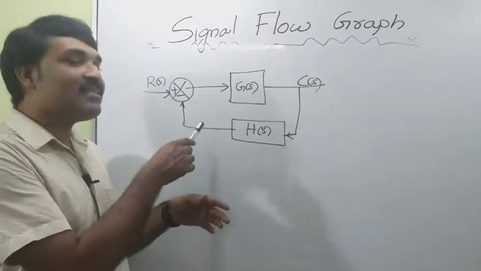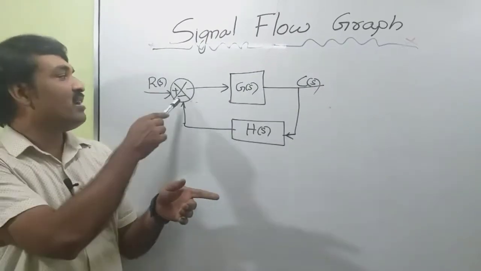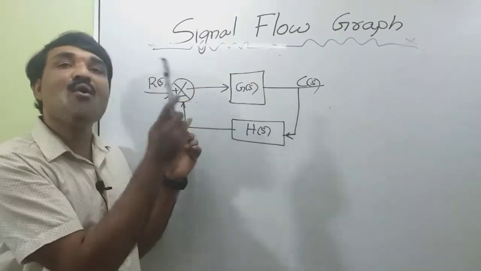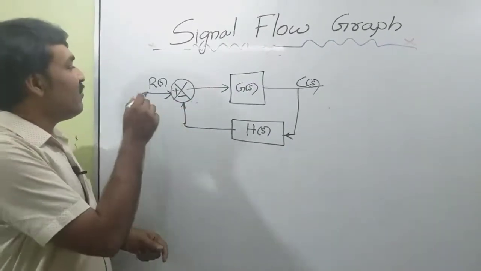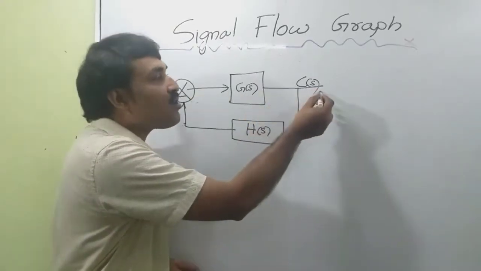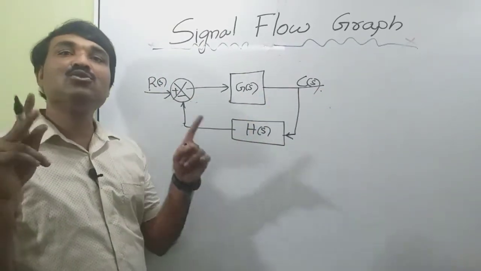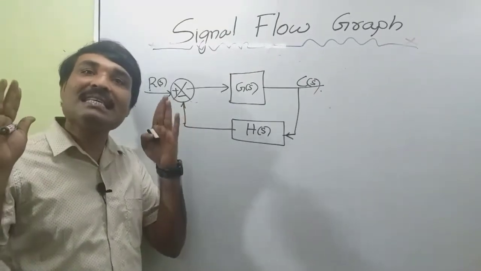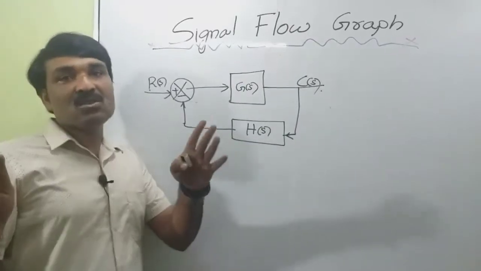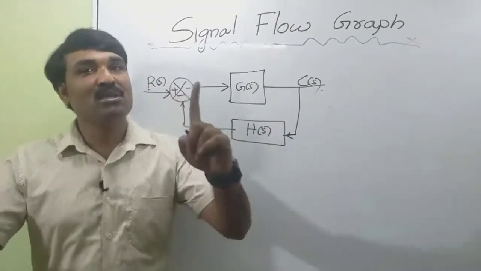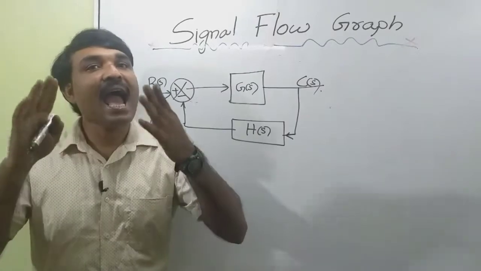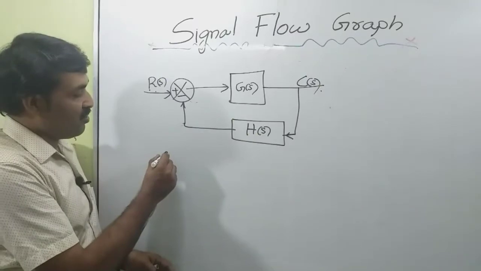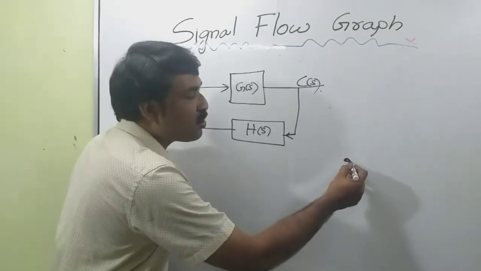Now, this is a block diagram representation of a negative feedback closed loop system. Now I am going to draw the equivalent signal flow graph of this figure. So we have R of S as our input and C of S as our output. So we have two nodes. A node is a point which represents a signal or a variable. So for any system, we have two nodes, that is an input node and an output node. So I am first drawing the input node and the output node.